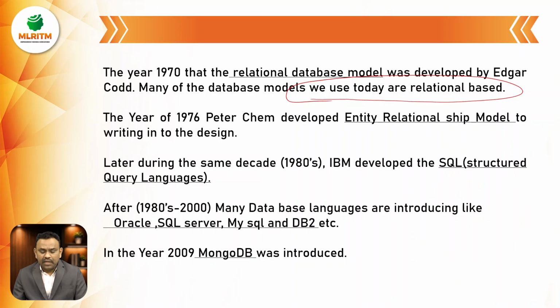After that, in the 1970s, Peter Chen developed the ER model, the entity relationship model. It is purely based on diagrammatic representation. In this model, entities, attributes, and relationships are the components. That was developed in 1976.